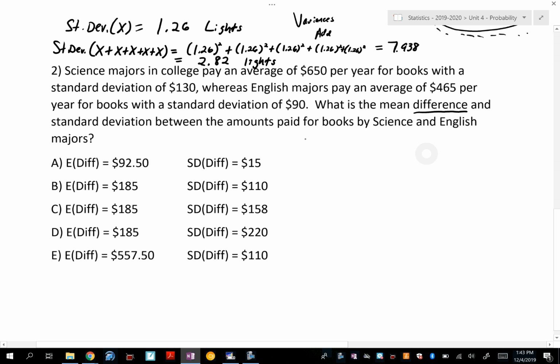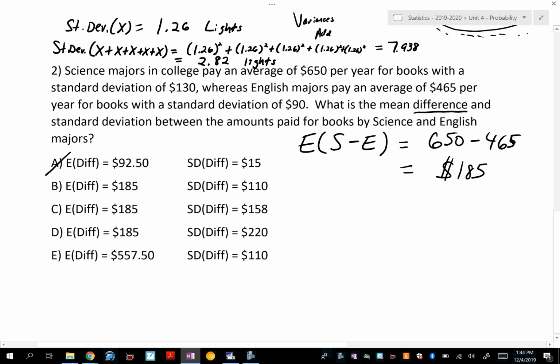All right, so to find the difference in the expected value, I'm going to find the difference between science minus English. So how much money do I expect science majors to spend per year on books? $650. What about English majors? $465. Excellent. So what is $650 minus $465? Excellent. So immediately I'm crossing out A and E. Hopefully you see why I crossed out A and E, because they have the wrong expected value. Everybody good so far? Yes.